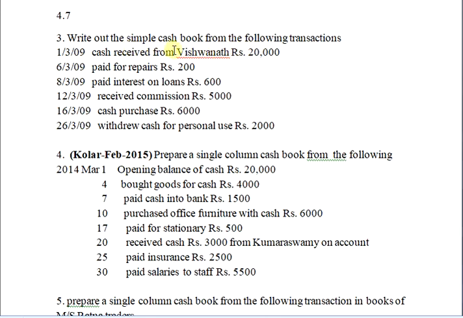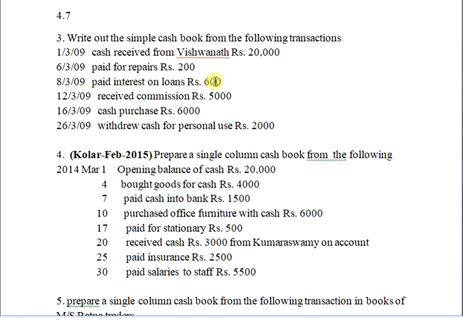On the debit side, it increases because we are receiving from Vishwanath, so the cash balance increases. So it should be taken under which side? Debit side, to Vishwanath's account 20,000. On 6/3/2009, paid for repairs rupees 200. When we are paying for repairs, what happens? Our cash balance reduces. So it should be taken under the credit side.